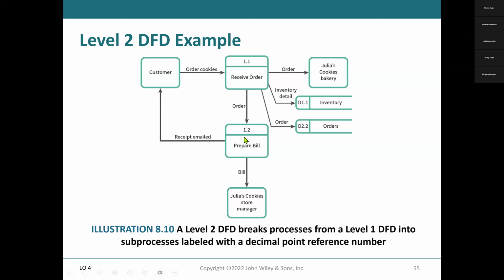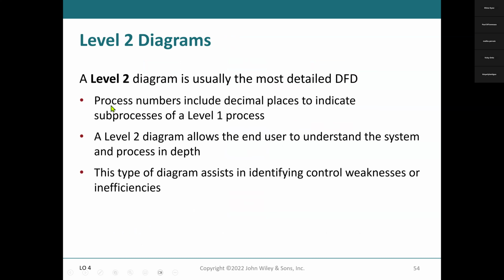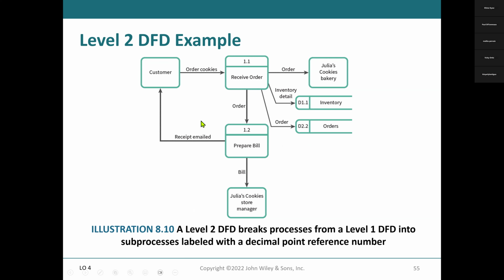And when you're going into level 2, you're getting into these decimal numbers. So this is usually the most detailed. Process numbers include decimal places to indicate sub-processes of a level 1 process. So only thing, just sort of keep in mind, if I gave you just this and I said, is this a level 1 or level 0 or level 2 DFD, you'll know it's level 2 because of the decimal.